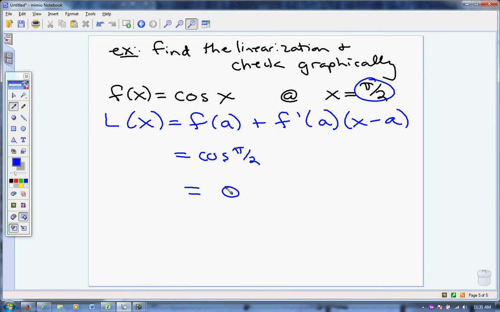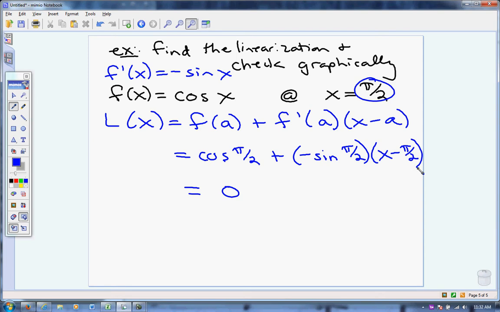What is my derivative of this function? The negative sine of x. So now I'm going to add the negative sine of pi halves, and that's going to be times x minus pi halves. The sine of pi halves is 1. If it's negative, it's going to be negative 1. So this is going to be negative 1 times x minus pi halves, or I could say that my linearization is negative x plus pi halves.